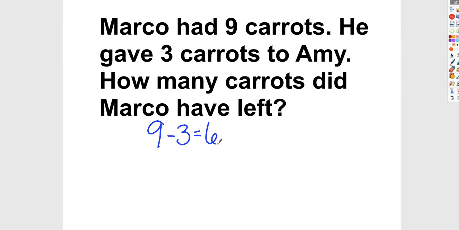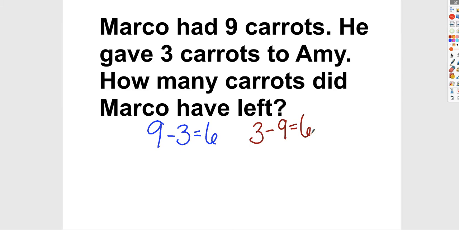Mackenzie, what number model did you have? I'm going to use a different color so I can write different ones. 3 minus 9 equals 6. Okay. Did anybody else have a different number model to go along with this story? All right. Fantastic. I'm glad we have both of those number models there.